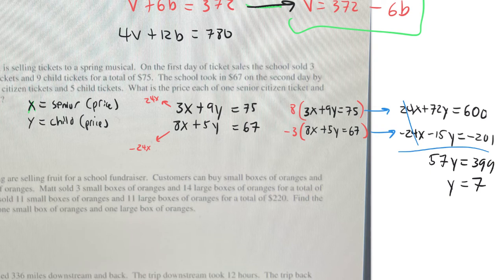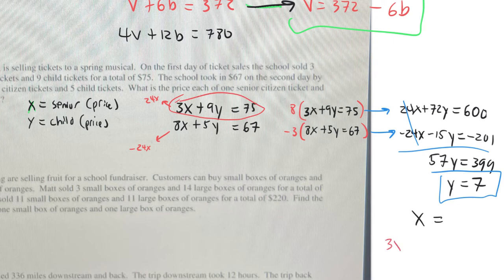So then the question is, well, what does x equal? Well, you got your y equals 7, that's fine. By the way, that's the child ticket, but now we want the senior citizen ticket. Well, you just pick any of the equations. It doesn't matter which one you pick. You could pick the top one, you could pick the bottom one, but what we're going to do is pick the top one, and we'll bring it down here.